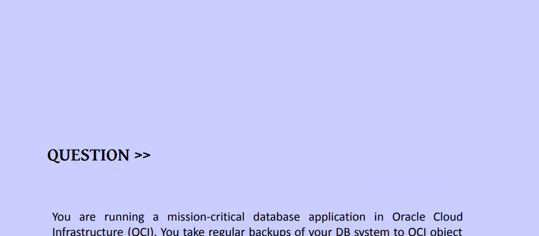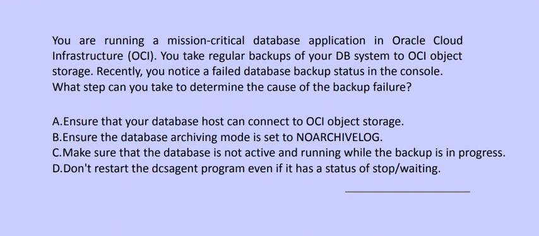Next question is, you are running a mission critical database application in Oracle Cloud Infrastructure (OCI). You take regular backups of your DB system to OCI object storage. Recently, you noticed a failed database backup status in the console. What step can you take to determine the cause of the backup failure?